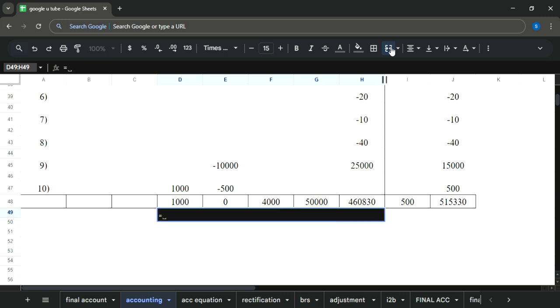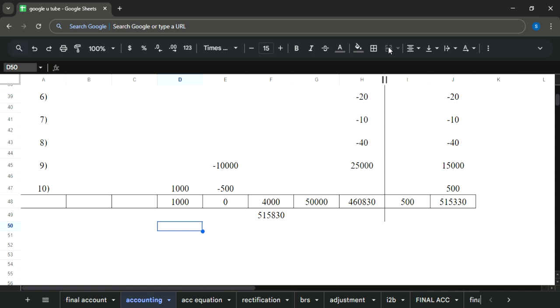First was 1000, then you will add the second column, then you will add this third column 4000, then you will add your next column 50,000, and after that the last column 40260,830. So we have got a grand total which is 515830.